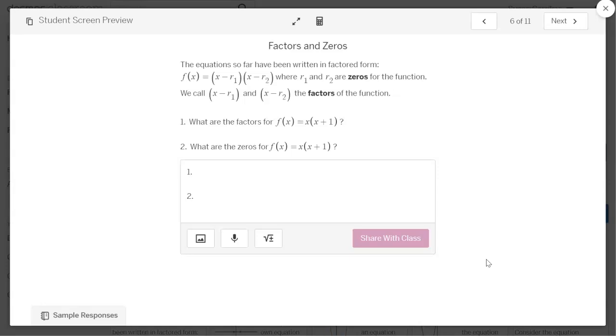Now they do have their graphing calculator, so many of them will click and use the graph to figure that out. But before they move on, let's talk. If you weren't looking at the graph and you were just looking at this equation, how could you look at this equation and determine the zeros from just looking at this equation?